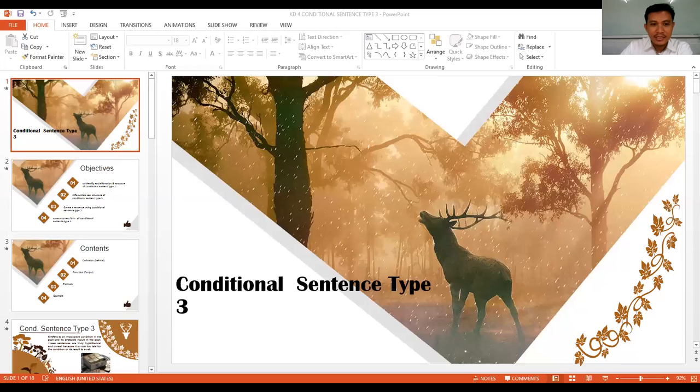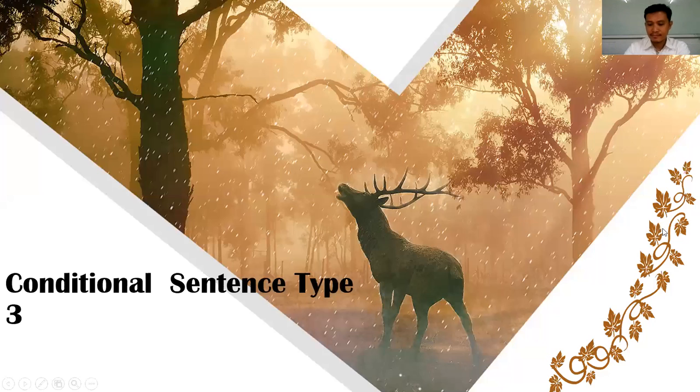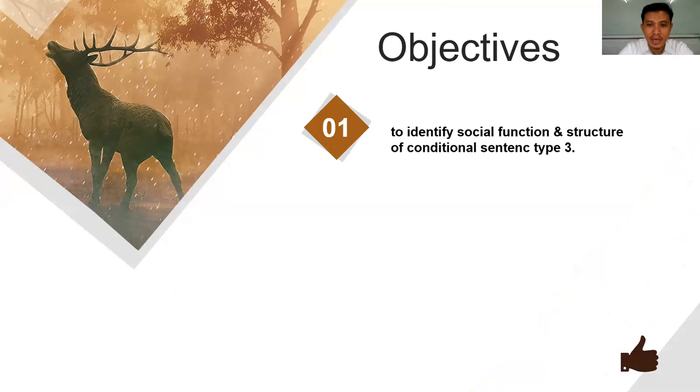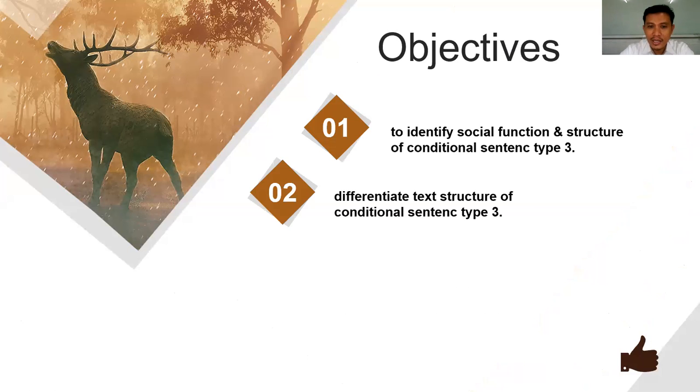Conditional sentence type 3. What are the objectives of learning this topic? Number one, students will be able to identify the social function and the structure of conditional sentence type 3. And then you will also be able to differentiate the text structure of conditional sentence type 3.